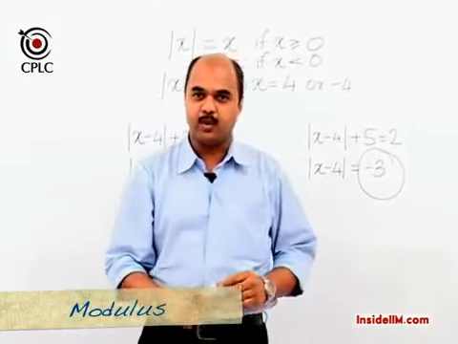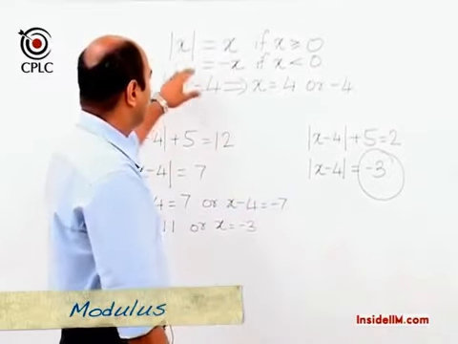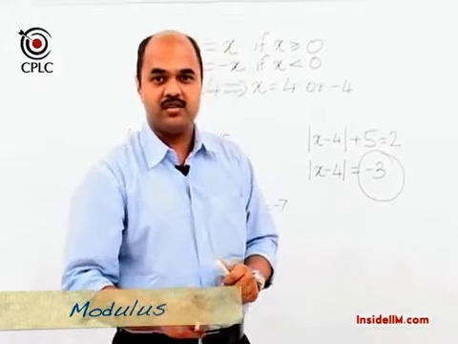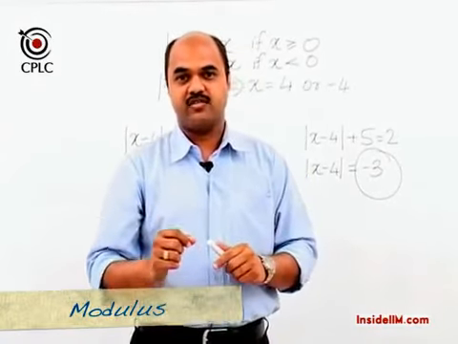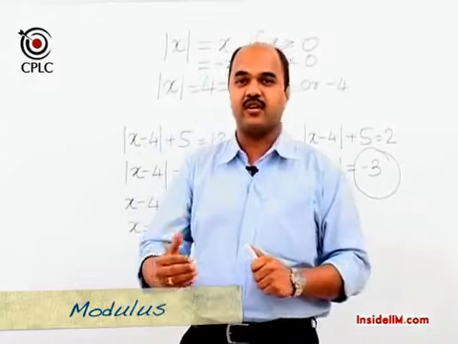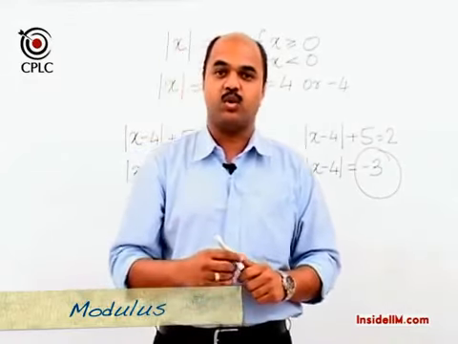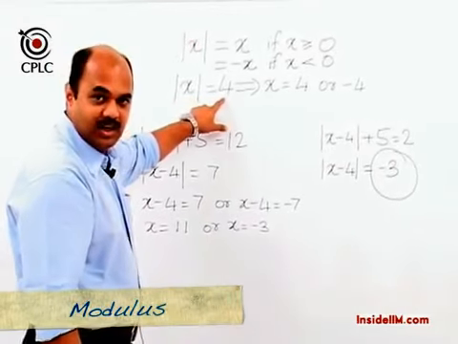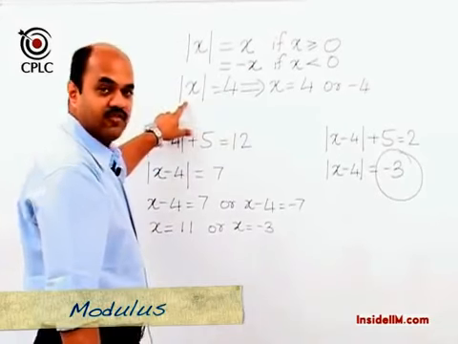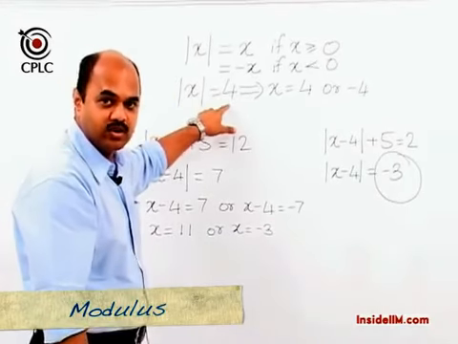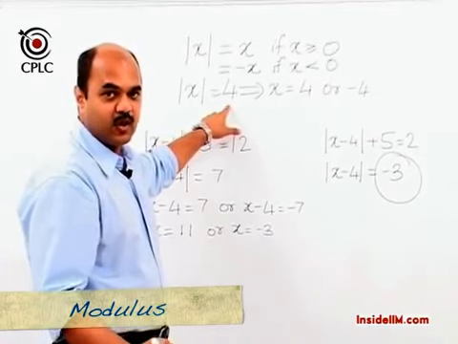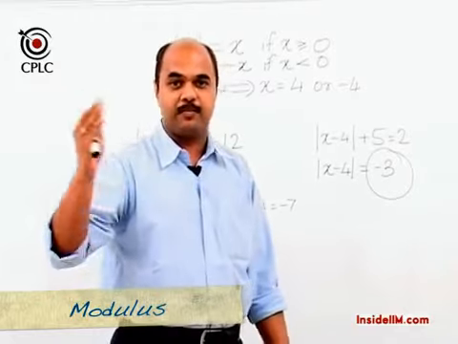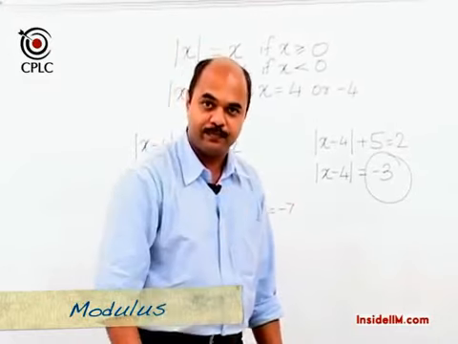Let's try and look at another approach. Let's try and understand modulus slightly differently. When we say mod x, what we actually mean is distance of x from the origin. Now this is a graphical method of solving questions involving modulus. So when I say mod x is equal to 4, it means distance of x from the origin is equal to 4. Hence, if distance of x from the origin, which means from point 0, is 4, x can either be plus 4 or minus 4.